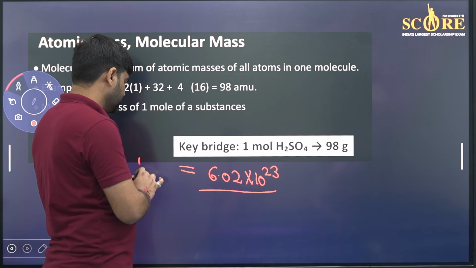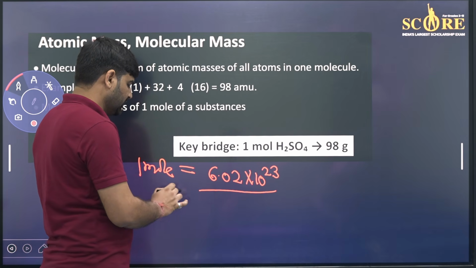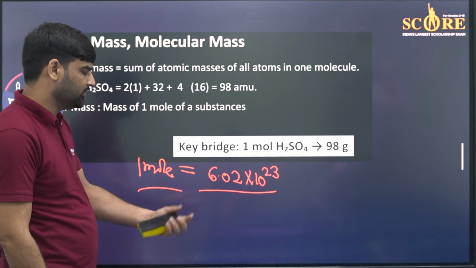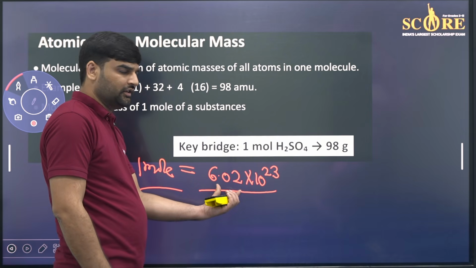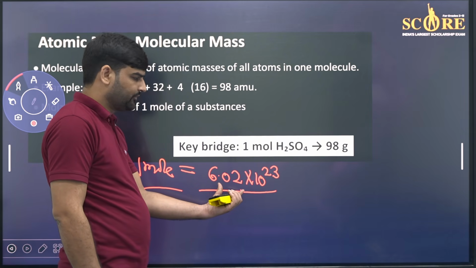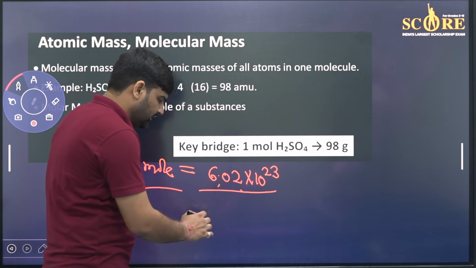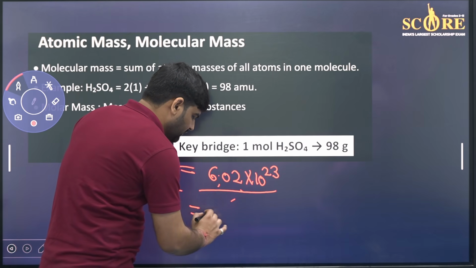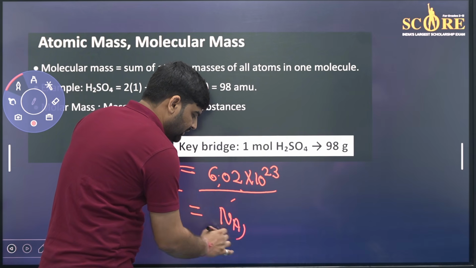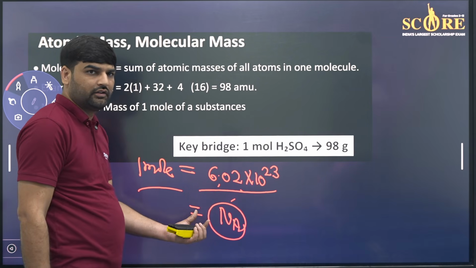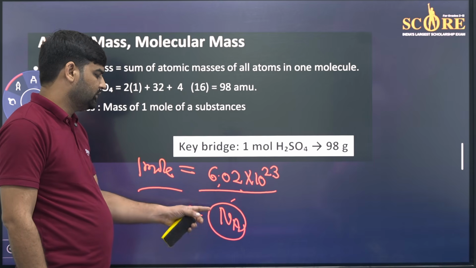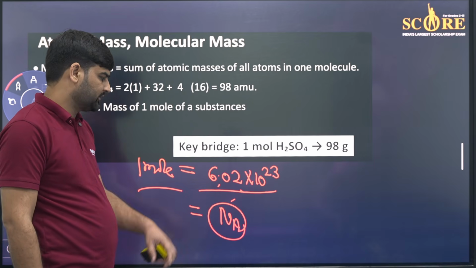This number is known as 1 mole. If I have this number of atoms, this quantity is also known as Na. Na is the symbol for this, and we know this number as the Avogadro number.